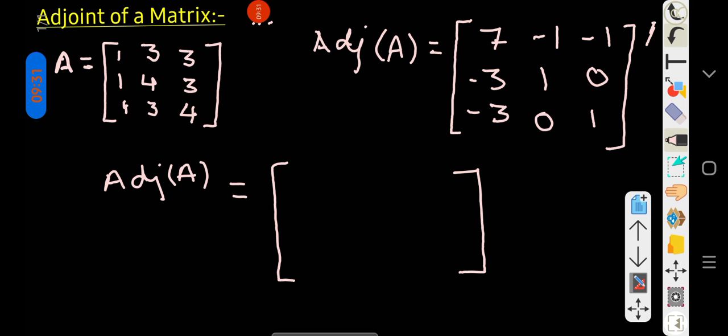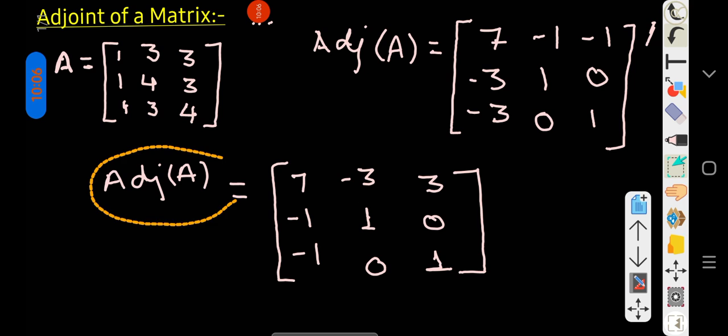So let's do it. First row is 7, minus 3, 3. So this we have to write in the first column. So 7, minus 1, minus 1. Now what is the second row? Minus 1, 1, 0. So let's write it in the second column. Minus 3, 1, 0, and the third row is minus 1, 0, 1. So it's 3, 0, 1. Okay, so this is the adjoint matrix of matrix A. Okay, hope it is clear.